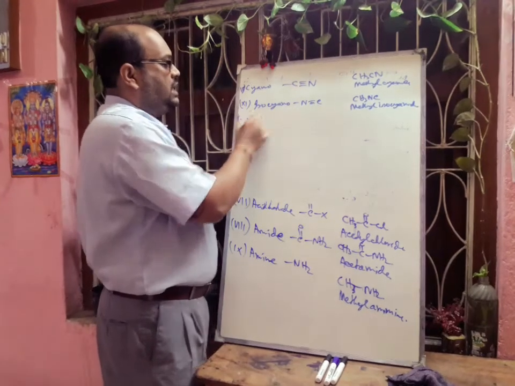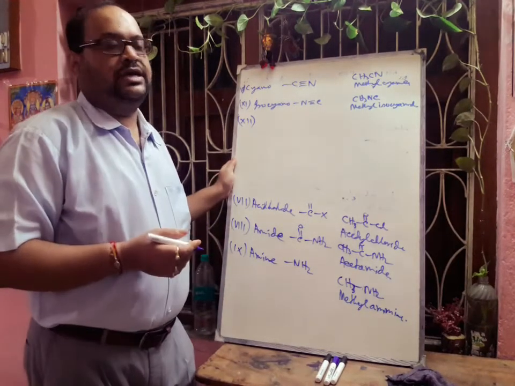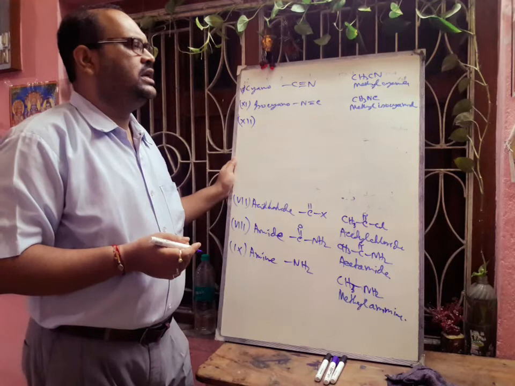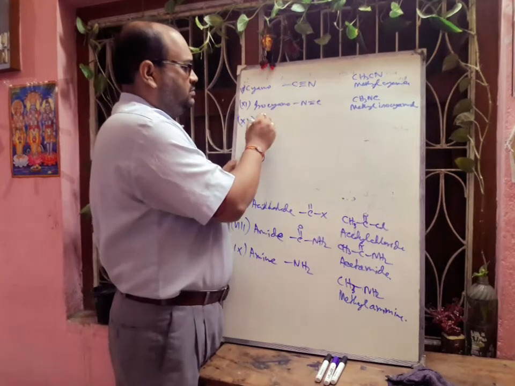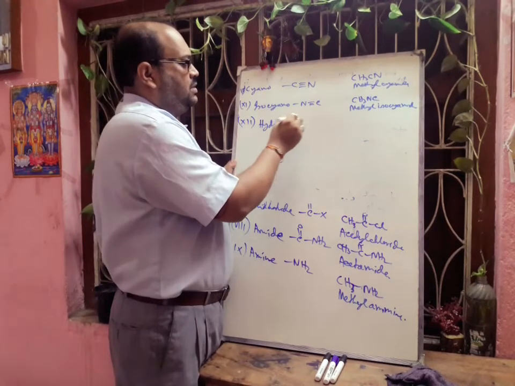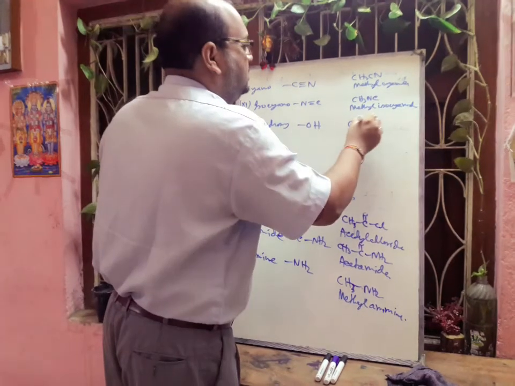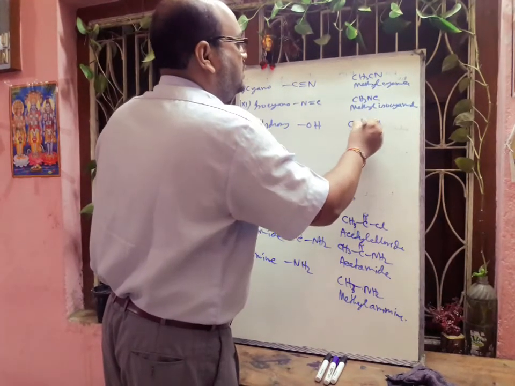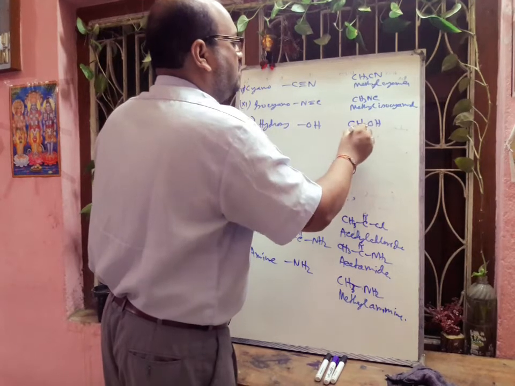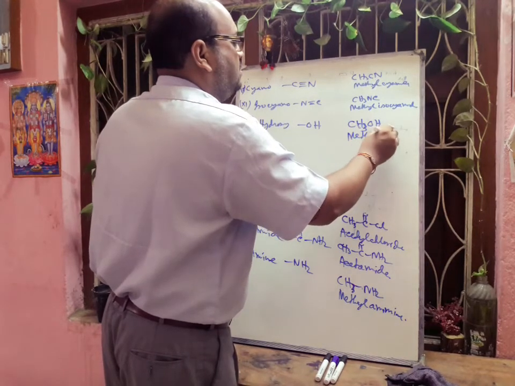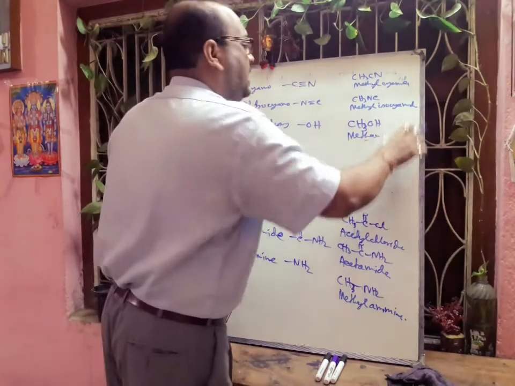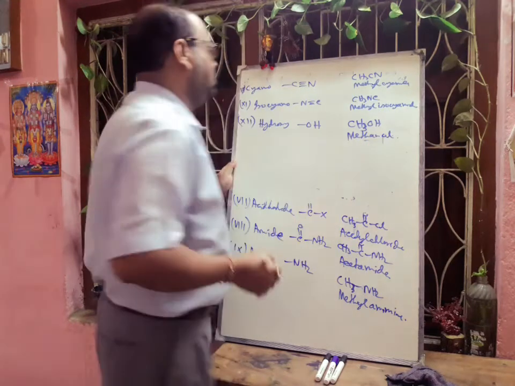Next, after cyano, we can think about hydroxy, that is the OH function. We can take the example of CH3OH. This one is called methyl alcohol, methanol. Methyl alcohol is the common name, and methanol is the IUPAC name.